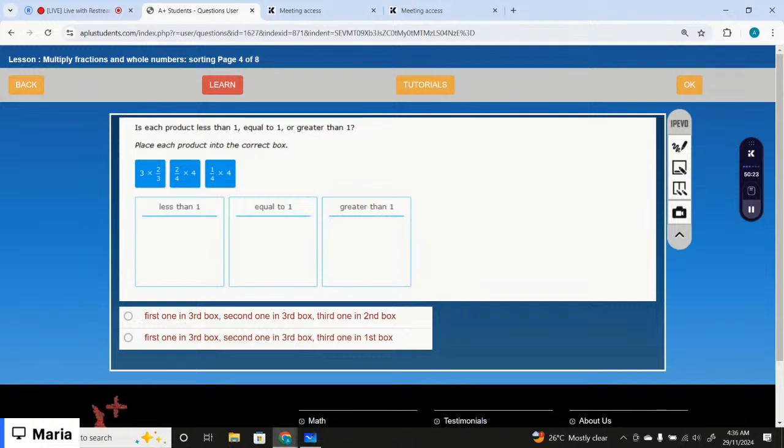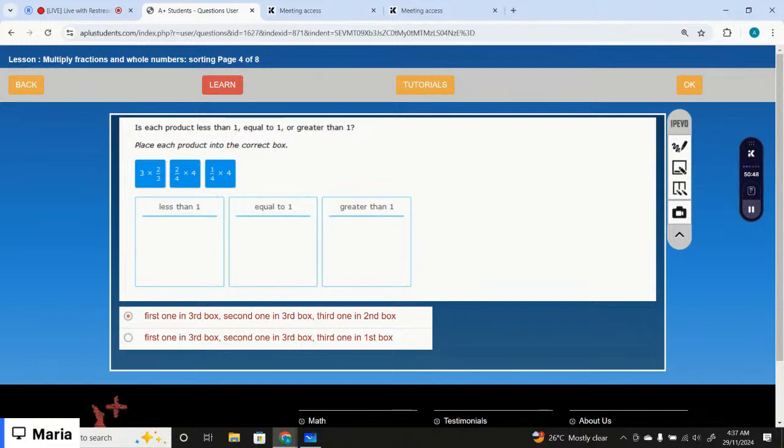Is each product less than 1, equal to 1, or greater than 1? So, which is the correct option? First and second one is greater than 1, right? First one in third box, second one in third box, and third one is equal to 1. That would be in second box. So, option number one is the correct option.